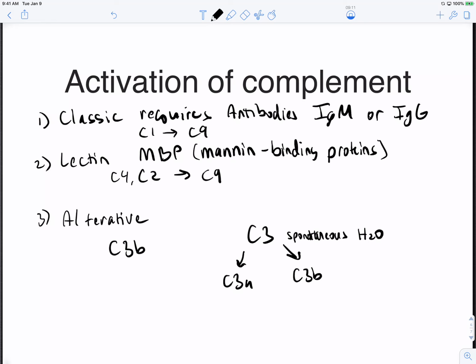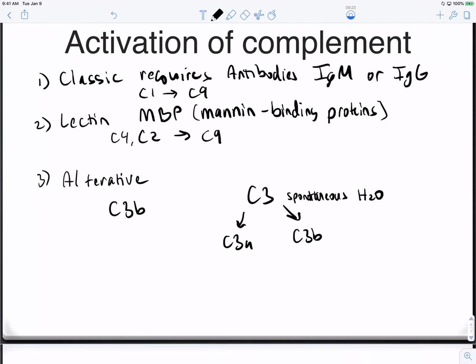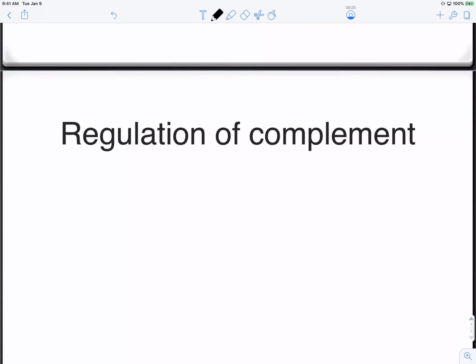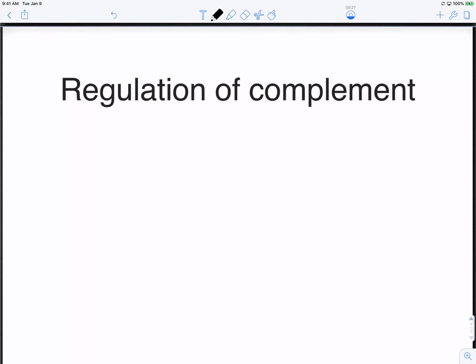However, you don't want C3b landing on your own cells and causing a macrophage to come along and eat a nice, healthy, normal cell. So there are checks and balances within the complement system. And so I just want to speak briefly about the regulation of complement, because the regulation of complement really occurs, again, on 3 different levels.